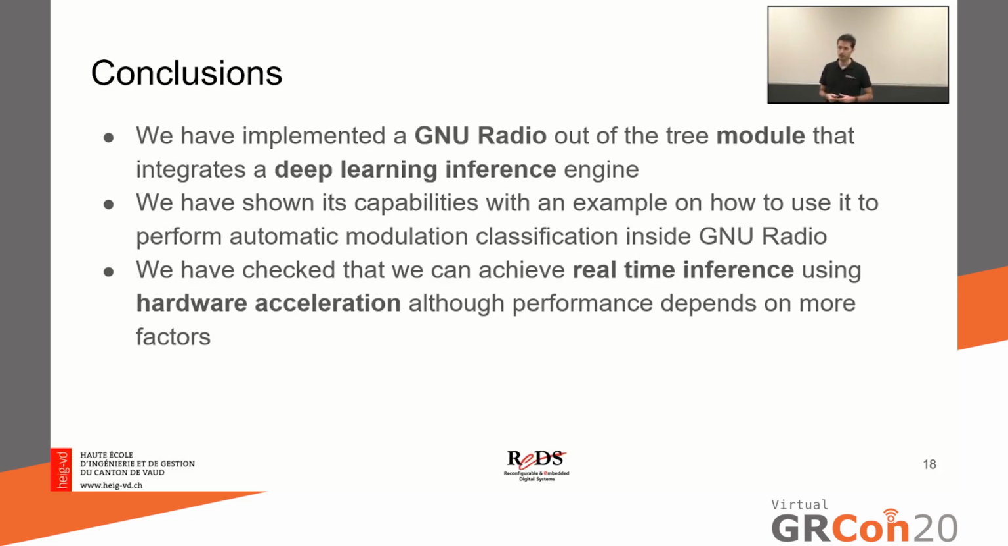So now, in conclusion, we have implemented a GNU Radio out-of-tree module that integrates deep learning inference and SDR. It supports a standard format for a deep learning model representation, and it supports different acceleration methods, hardware and software. We have shown how you can use this module to perform deep learning inference in a real scenario for digital automatic modulation classification, and you can achieve real-time inference using our block if you have hardware acceleration available and you tune up some of the parameters.